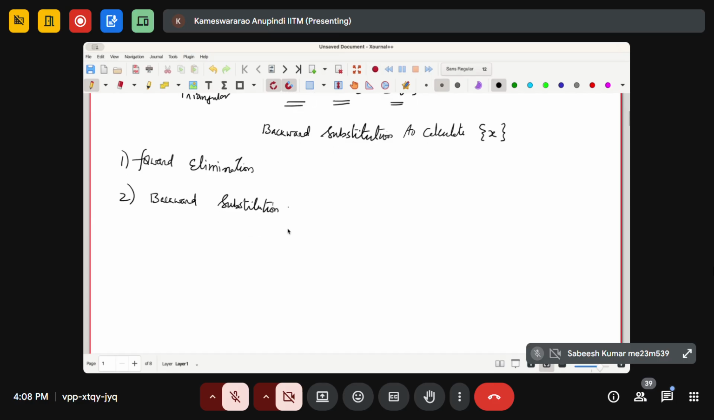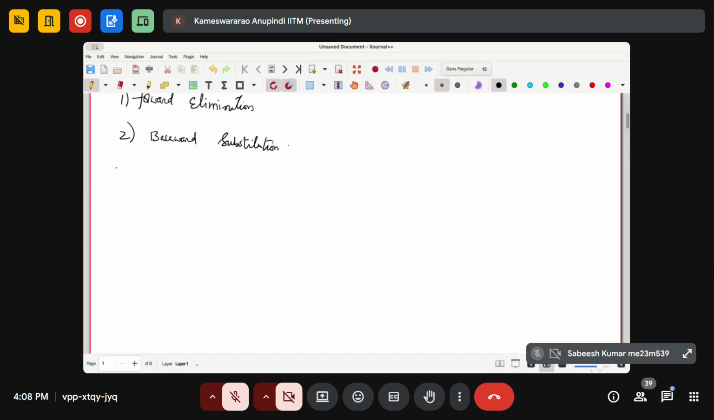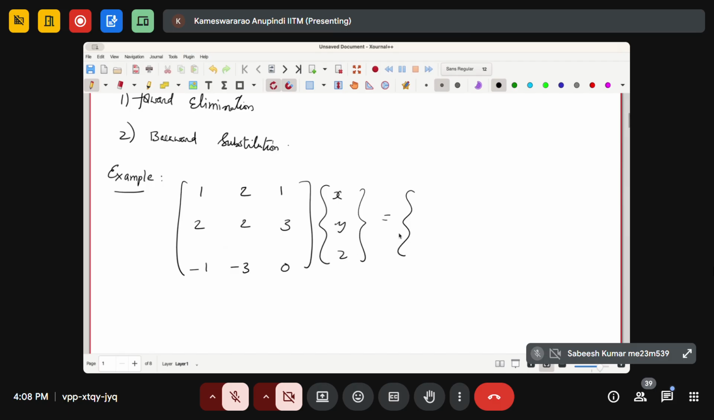Okay. So with that, let us first do an example problem, and then we will come back to the algorithm as such. So let us consider AX equal to B, something like [1, 2, 1; 2, 2, 3; -1, -3, 0]. And this is multiplied with 3 unknowns, that is X, Y, Z, equals, on the right hand side, we have 0, 3, and 2.